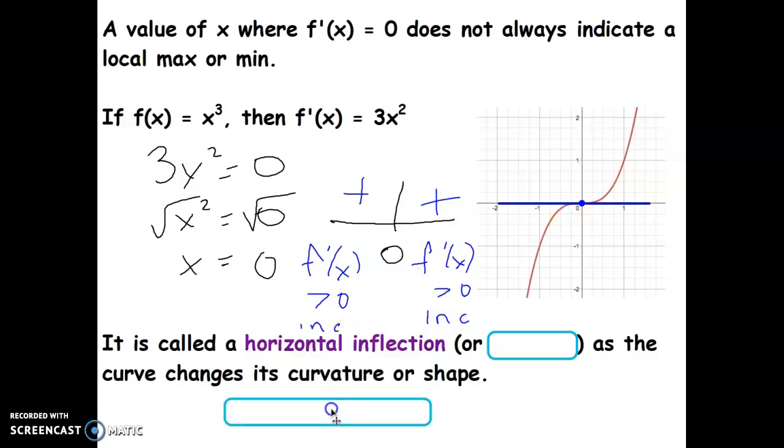So this is called a horizontal inflection, or you might see it spelled with an X. In the US, we generally spell it this way. Other countries are going to spell it that way. But a horizontal inflection where it changes its curvature or it changes its shape. And again, you can see that downward kind of curve here and an upward kind of curve here.